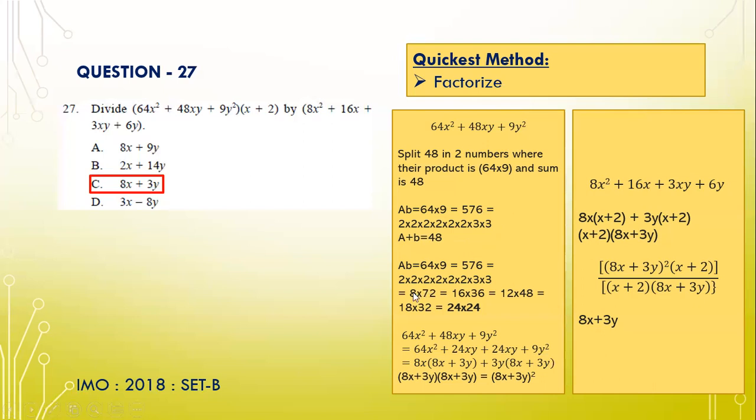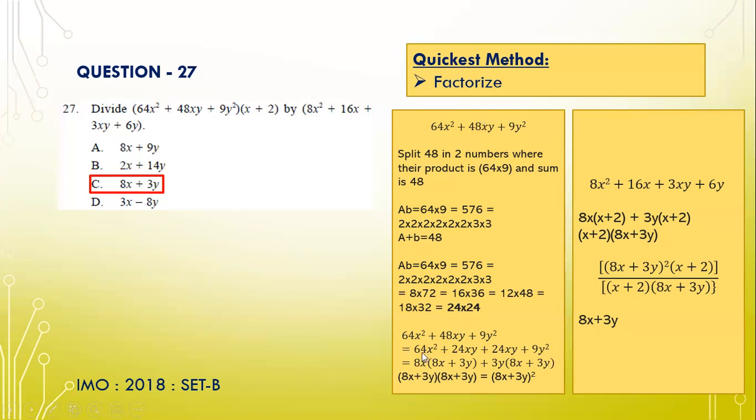So if you say 8 into 72, that is 576, but 72 plus 8 is 80. It is not 48. 16 into 36 is also 576, but 16 plus 36 is 52. 12 into 48 also is 576, but 12 plus 48 is 60, not 48. But 24 into 24, isn't it? 24 squared is 576, and 24 plus 24 is 48.